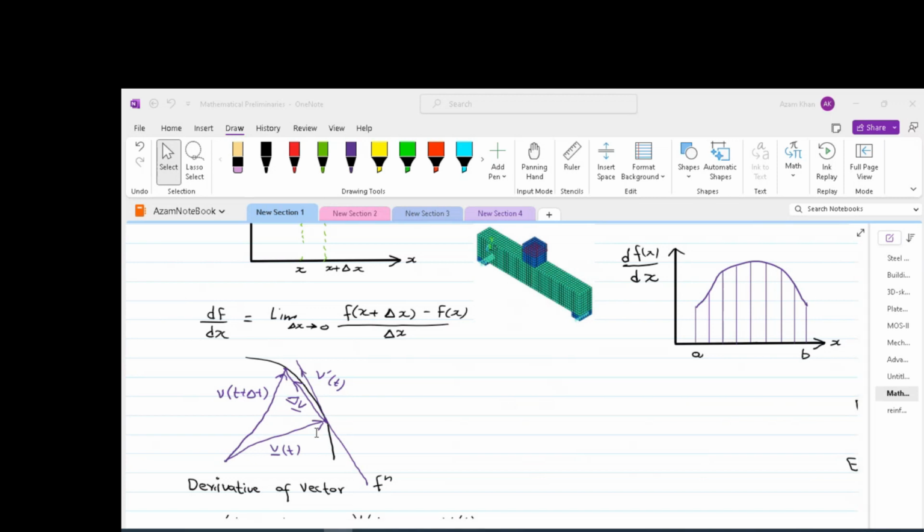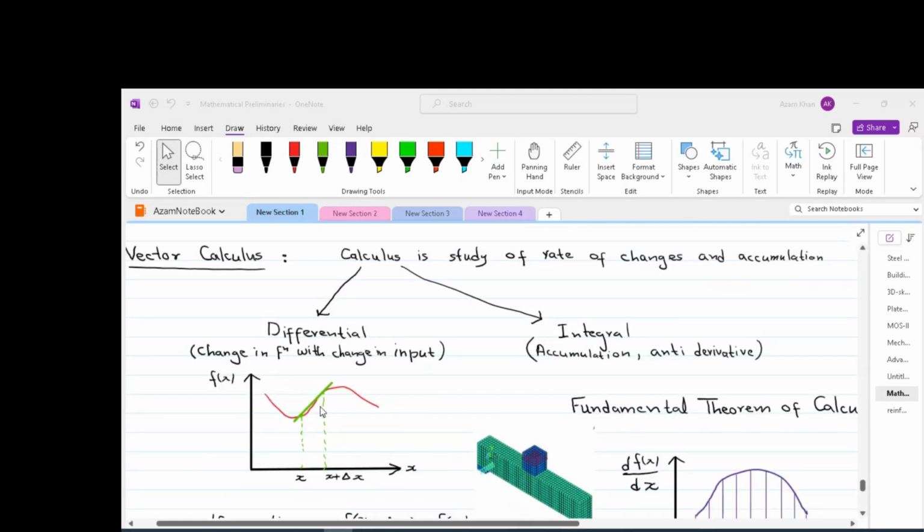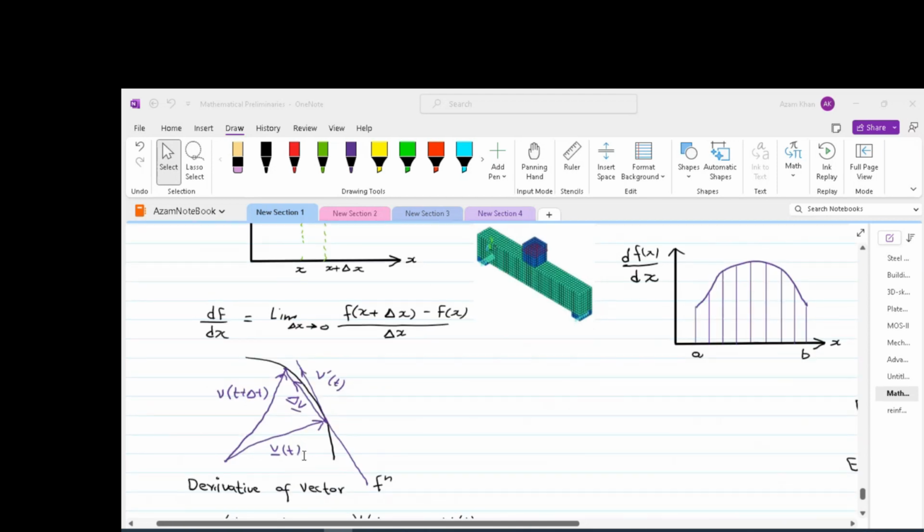For example, imagine we have 2 points on this curve. This curve is a function. One point is defined by a vector v of t and another point is defined as v of t plus delta t, which is at a distance delta t from the first point. This is similar to what we had previously. We were using a delta x step. In the case of vectors, we can use the same delta x or we can use delta t.